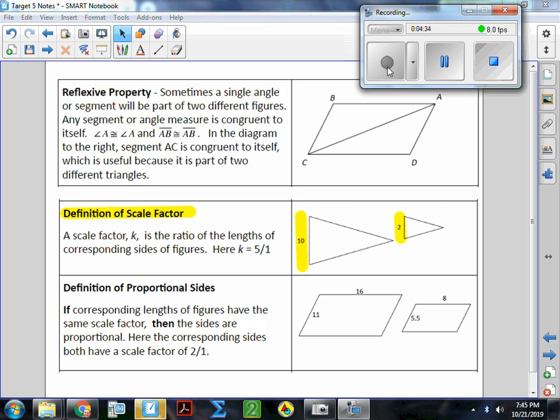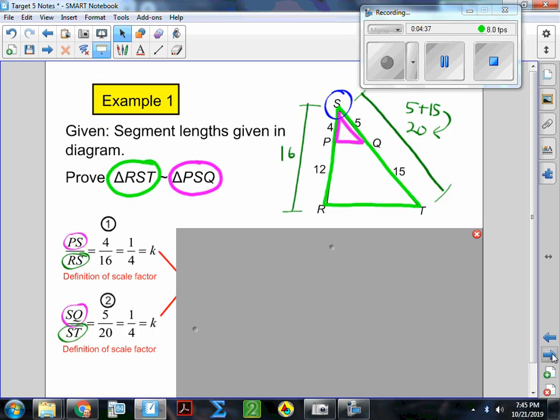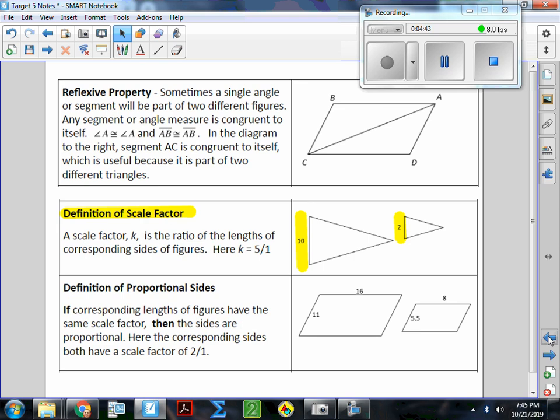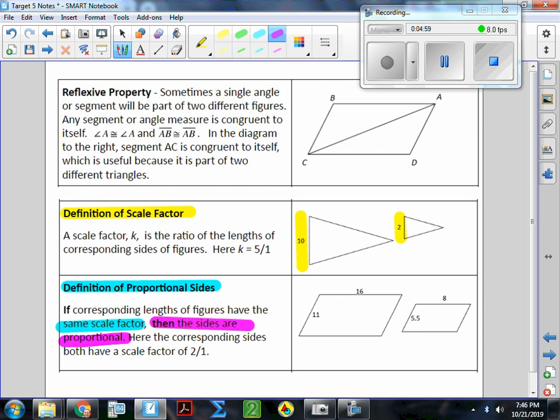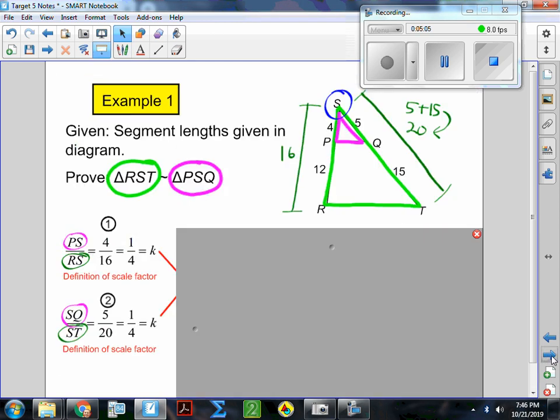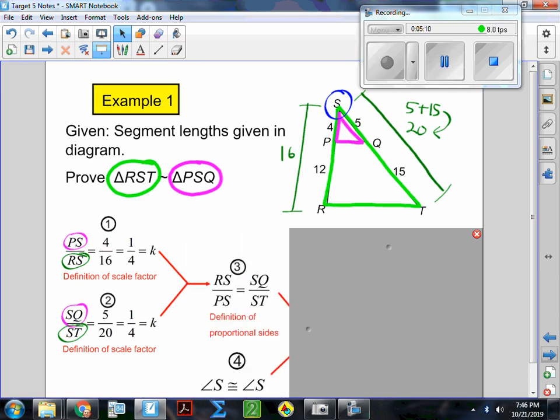So basically in our proof so far, we've identified the scale factor. Scale factor of these 2 sides is both 1/4. The reason that we did that is because of the definition of proportional sides. That definition states if the corresponding lengths of the figures have the same scale factor, then the sides are proportional. So I need to show that they have the same scale factor. So remember, if-then. If is on the front of the arrow, then is on the back of the arrow. So if I have two sets of sides with the same scale factor, arrow, then those sides are proportional.